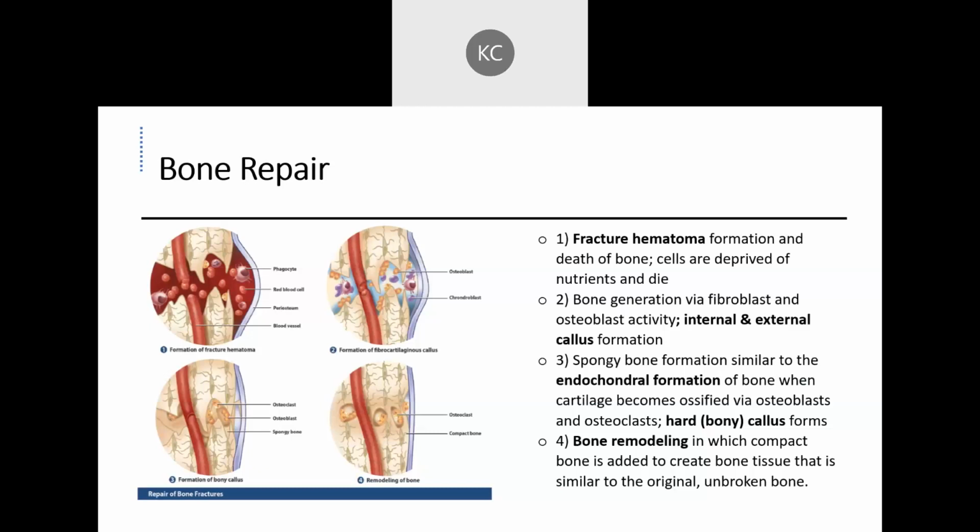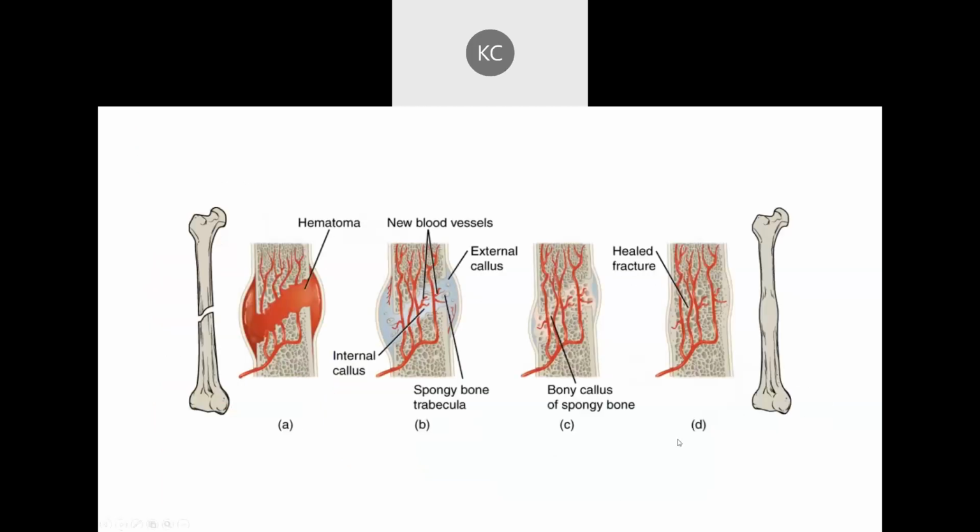So you can see the same sequence of events right here. You have that fracture hematoma form on the far left. You develop an internal and external callus. So you have this spongy bone being laid down. You have cartilage as well.